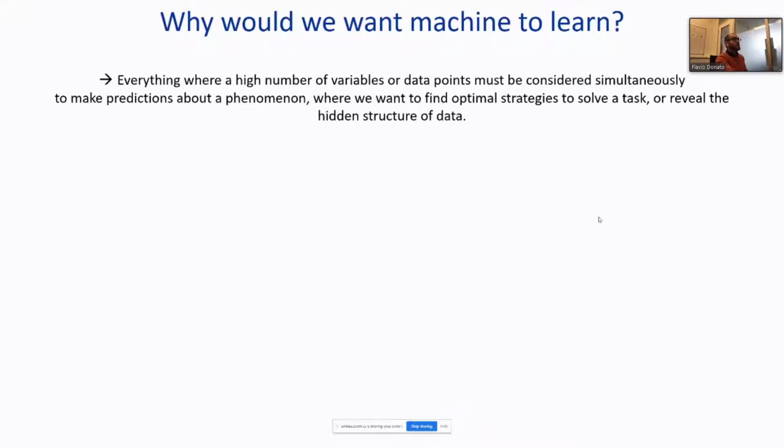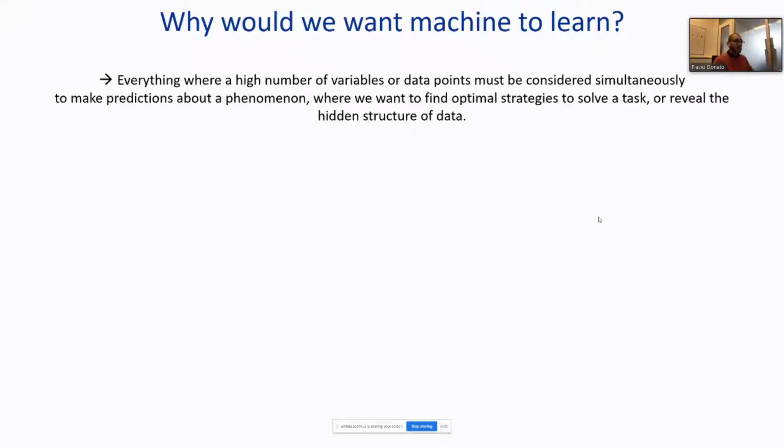So why would we want machines to learn? Because of everything where a high number of variables or data points must be considered simultaneously to make predictions about a phenomenon, where we want to find optimal strategies to solve tasks when we have a set of data that we cannot really interpret. So there are a lot of applications, both in the real world and in science, in which we want to understand something more about data sets that are extremely complex, that our mind has a really difficult time grasping.